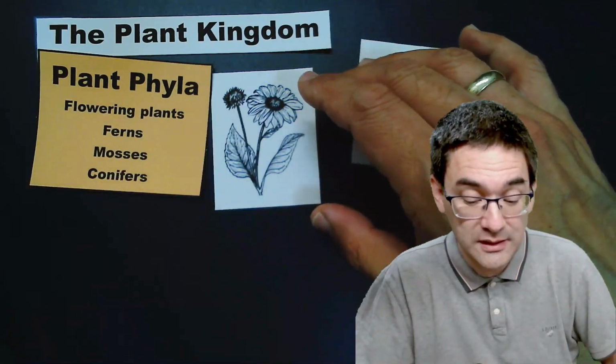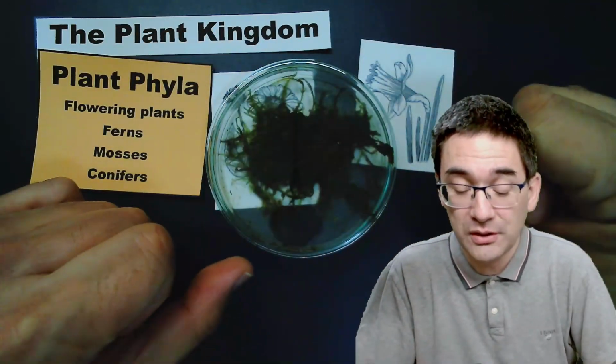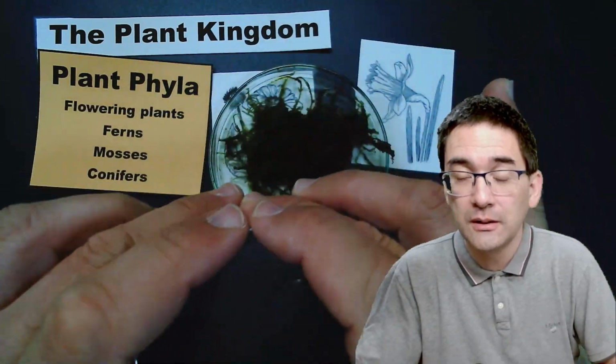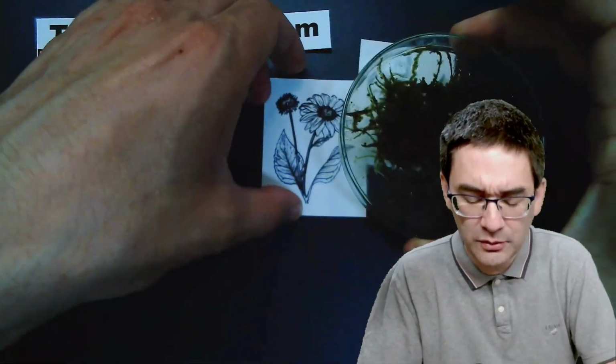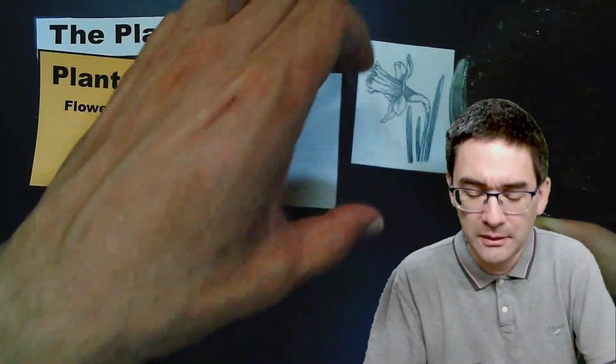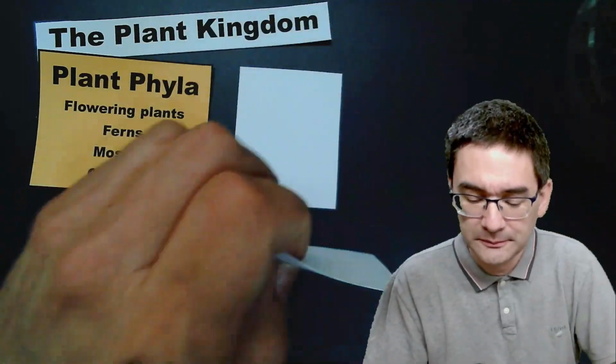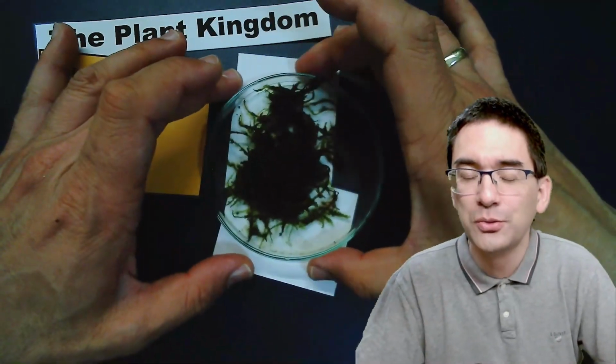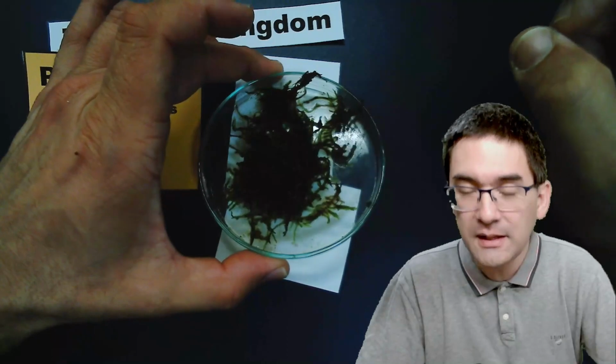And here it is. I've got some moss here in this petri dish. Maybe I have to turn this one around to make sure that it's a little bit brighter, otherwise the background is too dark. Okay, so that is a moss.